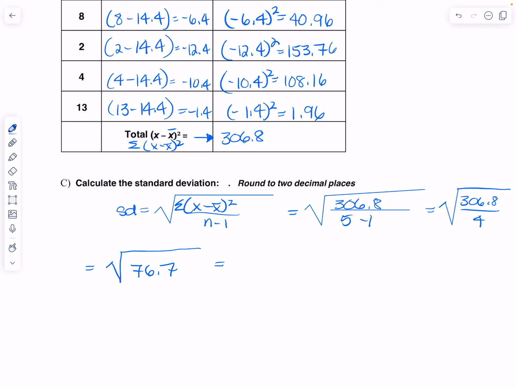And when I enter in the answer, it's 8.757. Now it says to round to the nearest 2 decimal places, which is the hundredths place. So when I do that, I get 8.76. So the standard deviation for this set of data is 8.76.